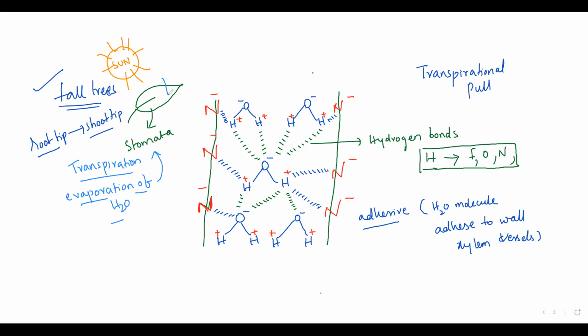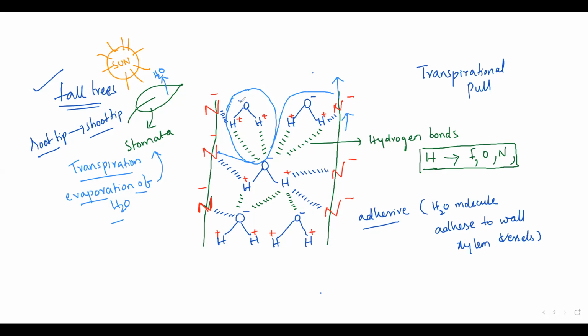So one water molecule will be popped up. Let me show you: if this particular water molecule is popped up because of the sun's transpirational pull, all the other water in the column will be moved up. Once you pop up one molecule, see children, all the other water in the column will be raised up.